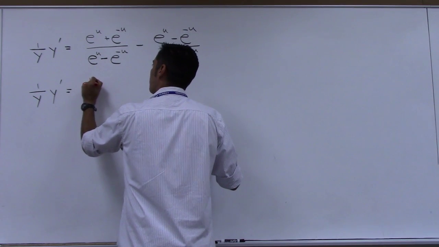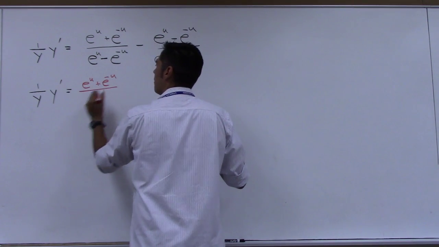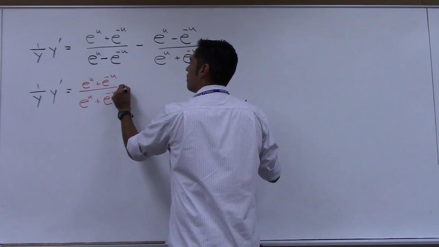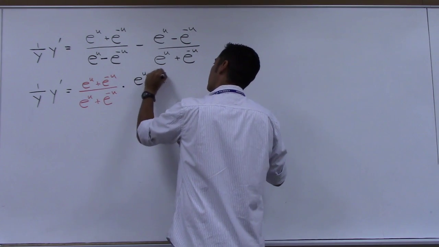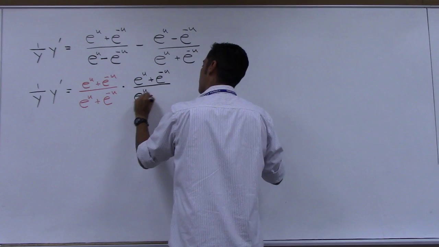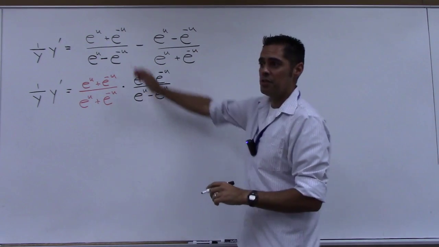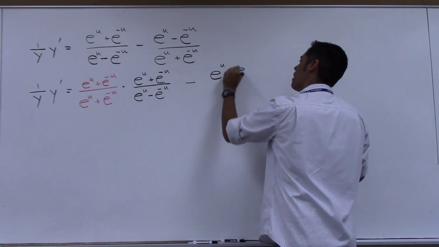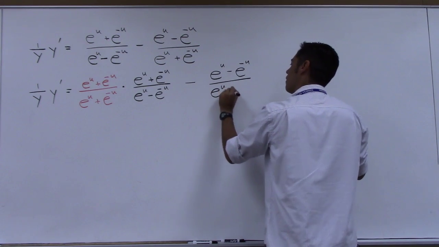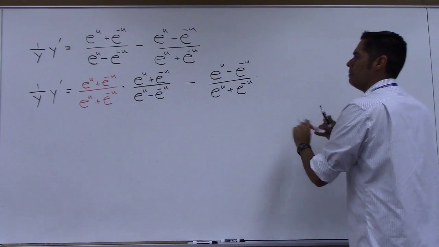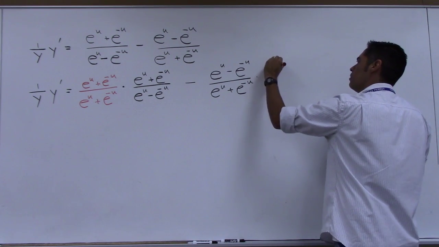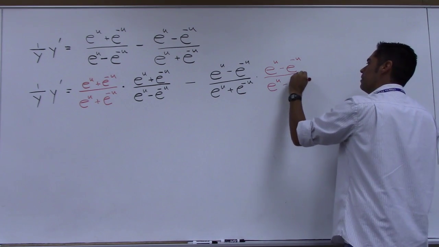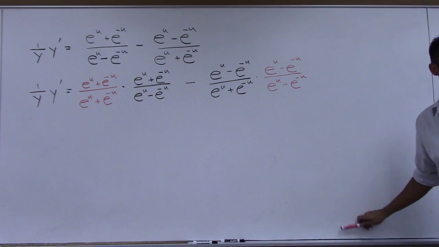e^u plus e^(-u) is what I'm introducing on the top and bottom here. I'm going to be multiplying that times that first fraction, (e^u plus e^(-u)) over (e^u minus e^(-u)). That's just to get a common denominator. Then minus, here's the other fraction. And what am I multiplying this one by? (e^u minus e^(-u)) over (e^u minus e^(-u)). That should give me a common denominator, shouldn't it?